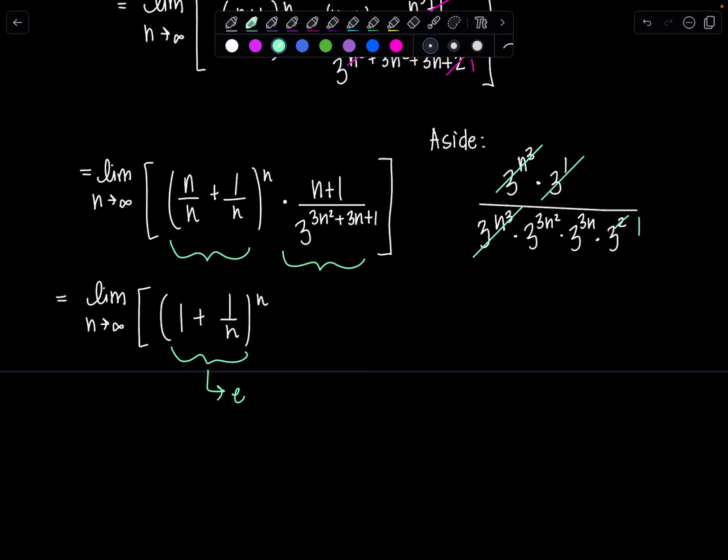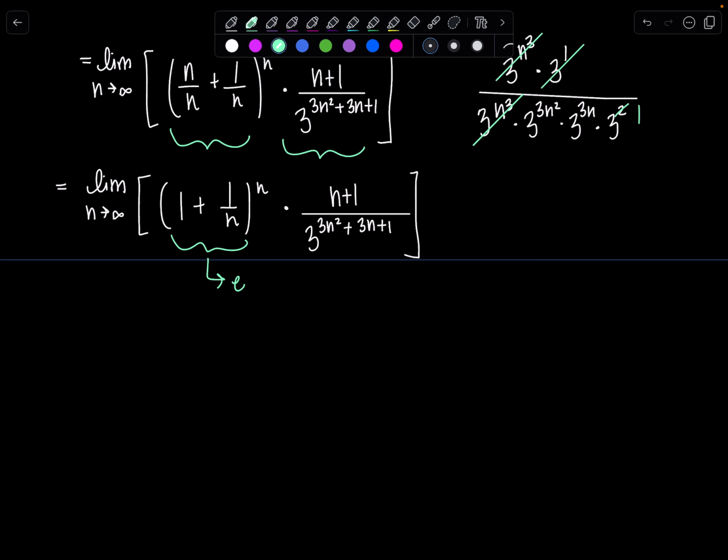If you don't know that off the top of your head, then you would need to prove it by defining a function of x, and then applying L'Hopital's rule. I can show you how to do that in a minute if you need. Then this other term here, we have n plus 1 over 3 to the 3n squared plus 3n plus 1. Now, intuitively, you probably feel like this is going to approach 0. Why do I say that? Well, because exponential functions always grow faster than any polynomial, but we should prove it and show that explicitly.